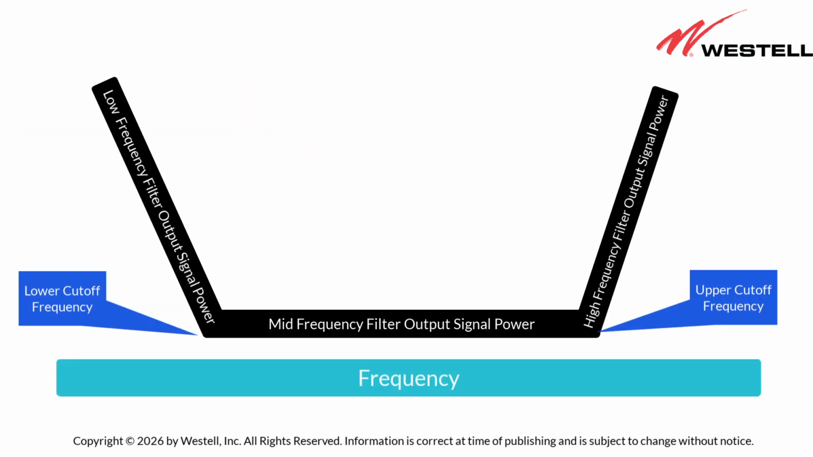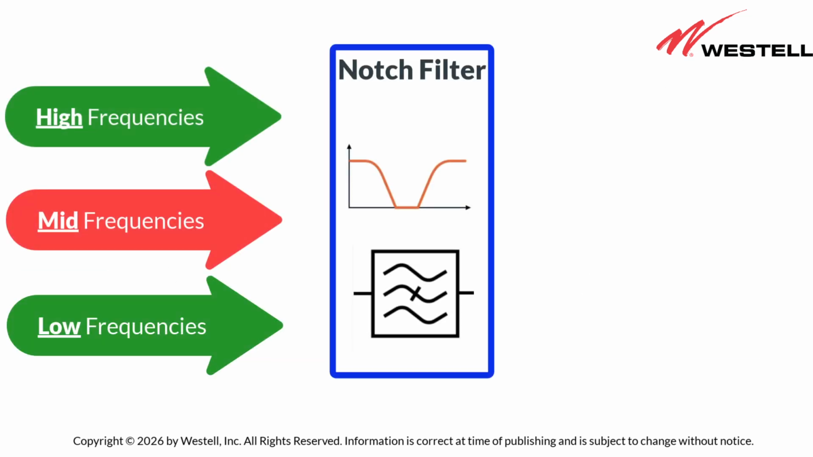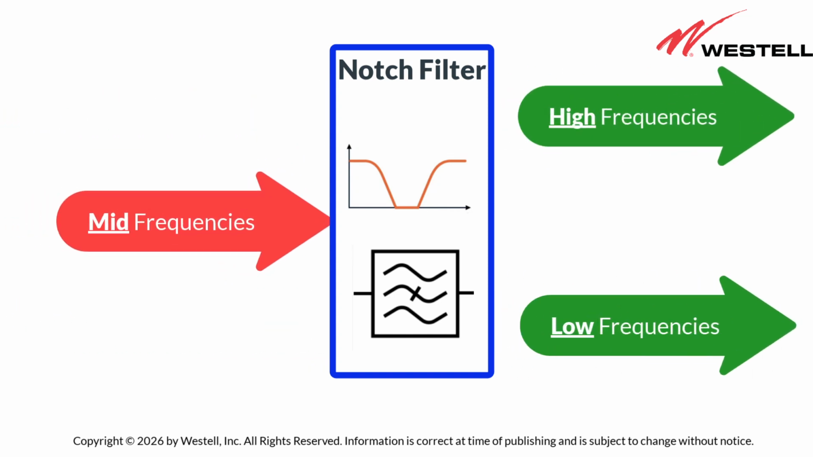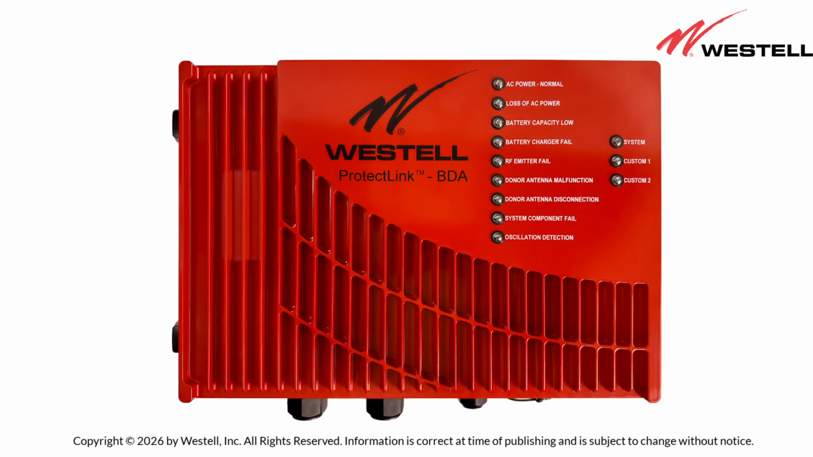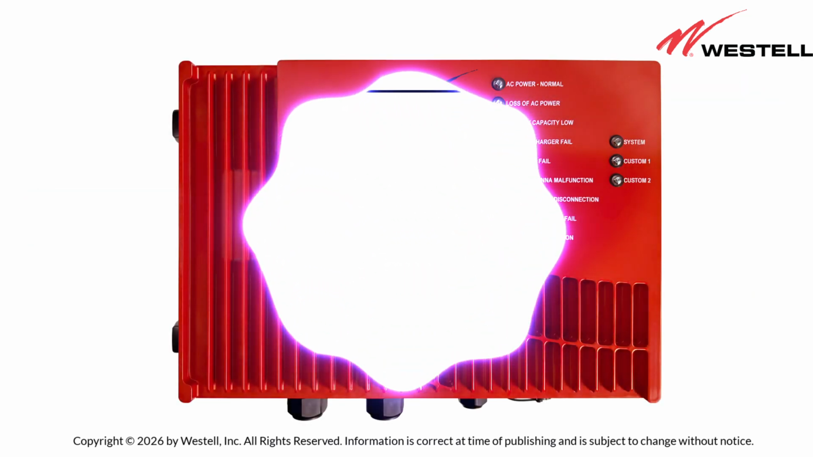Notch, band reject, or band stop filters are the opposite of bandpass filters. They also have two cutoff frequencies, but they block frequencies between them, while frequencies below the lower cutoff and above the upper cutoff are allowed to pass. The second topic to discuss before addressing wideband interference is a basic block diagram of a modern bidirectional amplifier.